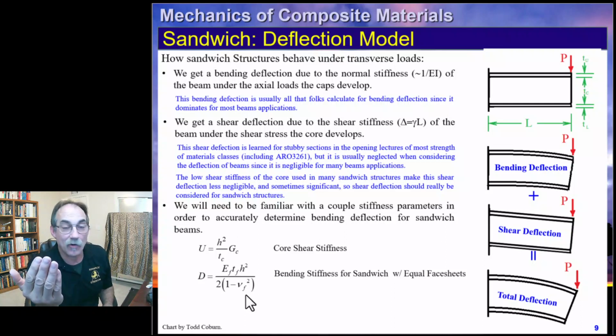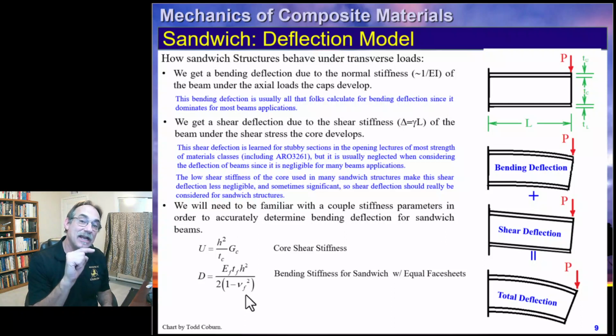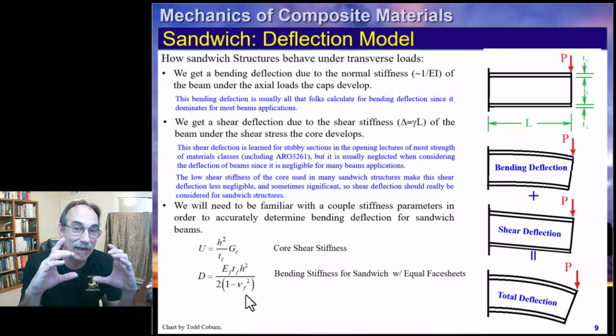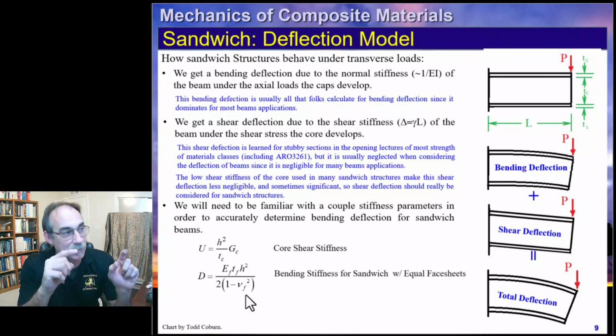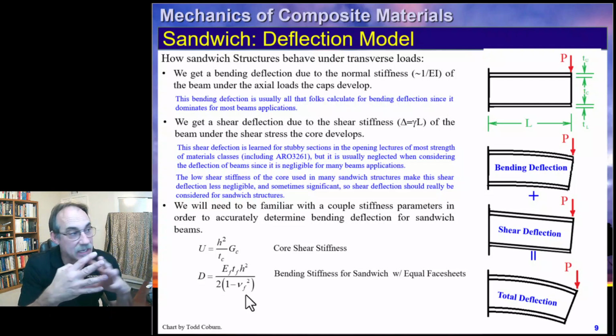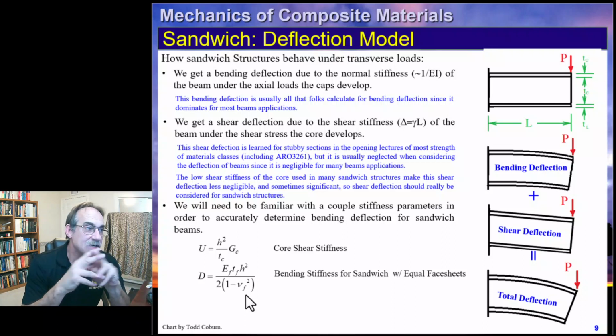Now, if you look at that second term, that D, the alert reader is going, oh my gosh, we just dealt with that when we were talking about classical lamination theory and looking at our whole bending matrix. We saw that first term was a D term. In fact, all of them are D terms, but that's the one that corresponds with this kind of deflection. So yes, this is the same kind of term.